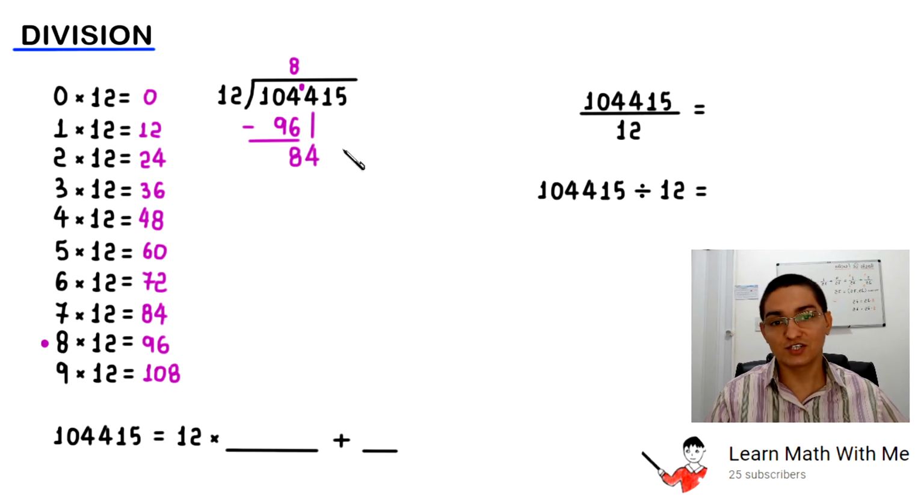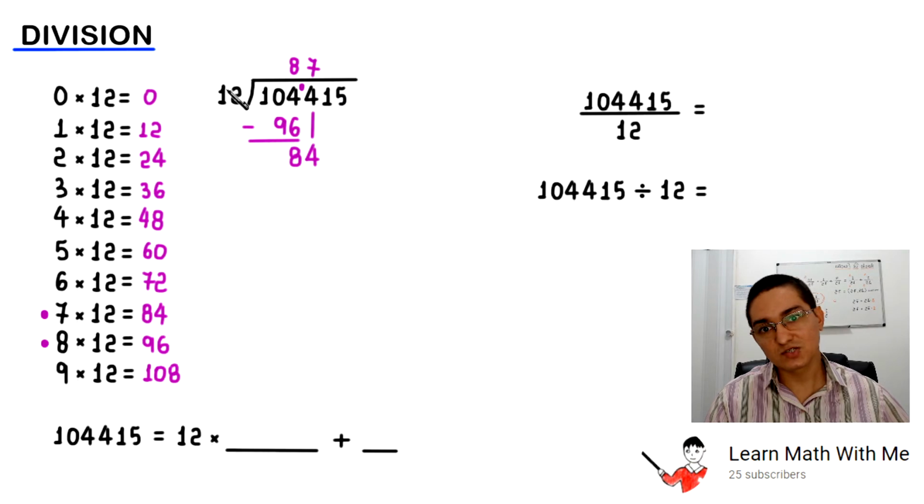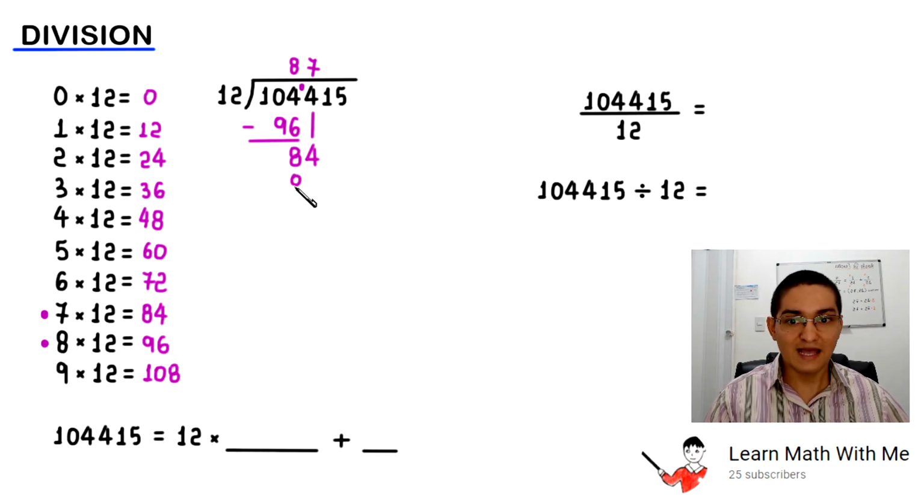And we ask the question again, how many times does 12 go into 84 without going over? You will see that 7 times 12 equals 84. That is great. So the next digit is 7. 7 times 12 equals 84. That is what I write here. And we do this subtraction. That is very easy because 84 minus 84 equals 0.